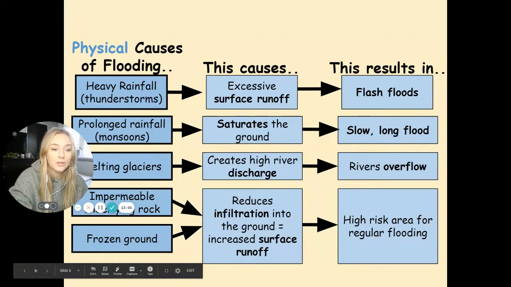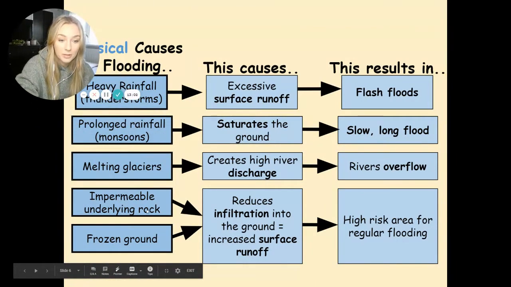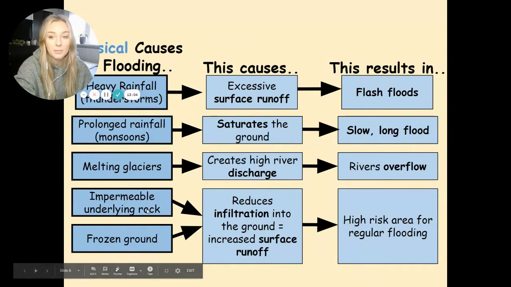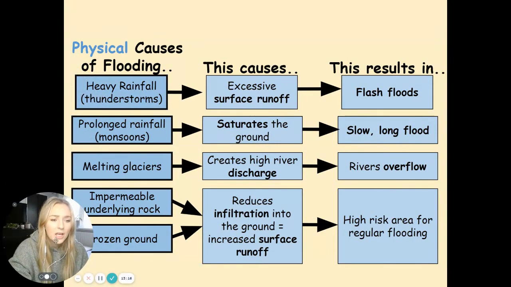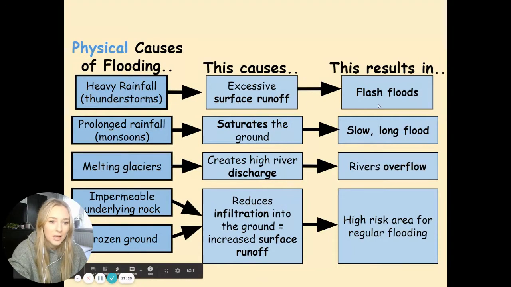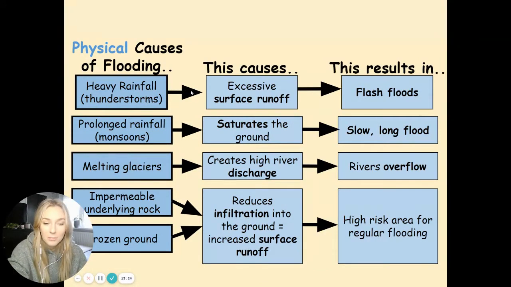So frozen ground and impermeable rock is essentially the same thing. If the ground is frozen and loads of rain falls, it can't get through. It's impermeable and can't infiltrate, so therefore more surface runoff. Like with anything, and you're given options like this in your notes, pick 1 or 2 that you like and that you will most likely remember, and then use them going forward.